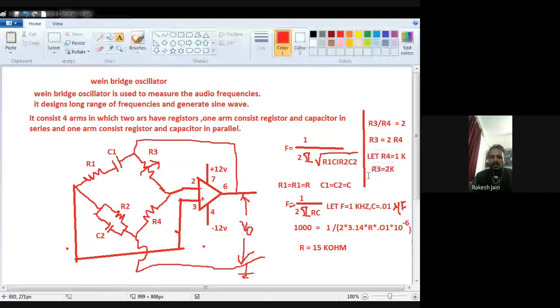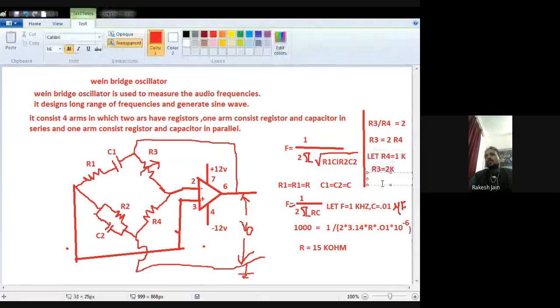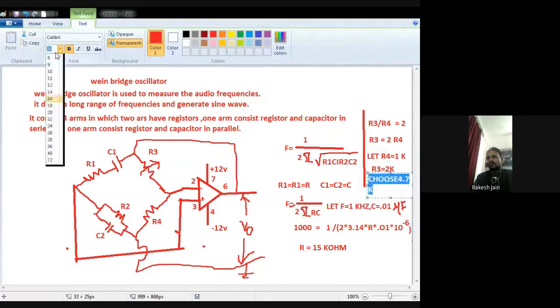Let's suppose this R4 is equal to 1k. Then what will happen? This R3 will become 2k. So here we choose a variable resistance. So we choose a 4.7k potentiometer, a variable.